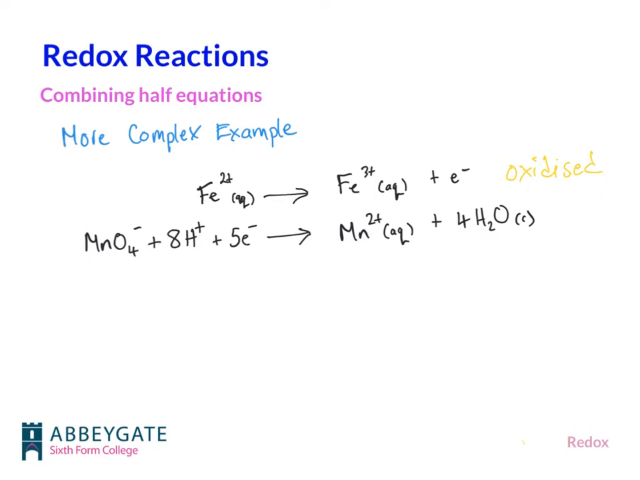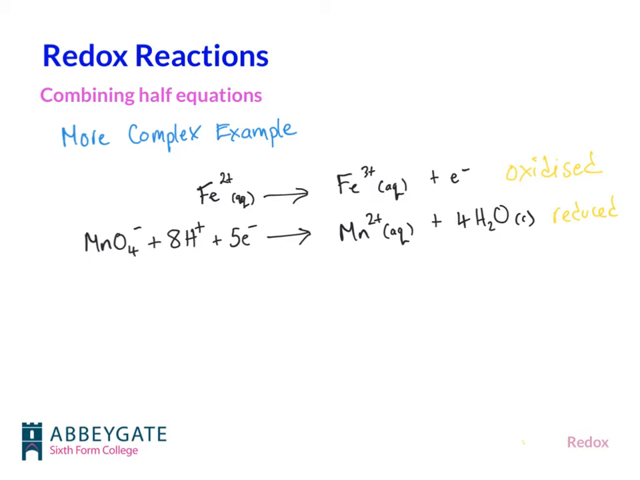The manganese is gaining electrons. It's going from +7 to +2, so its oxidation state is decreasing, so it's being reduced. This is a more complicated example because we've got the waters and the hydrogens and a much more complex thing to balance. If we have a look at how to combine them then, each iron ion, when it gets oxidized, produces 1 electron.